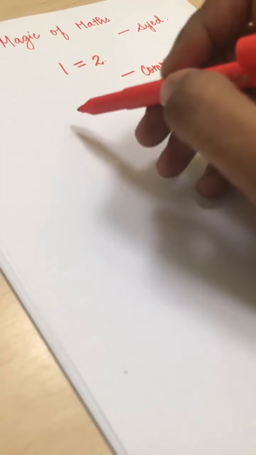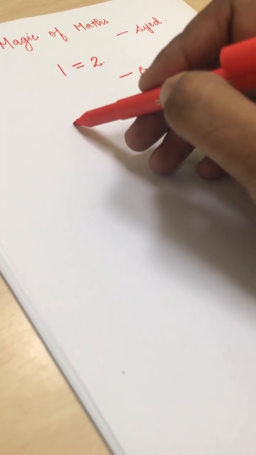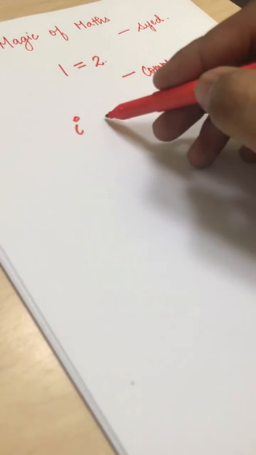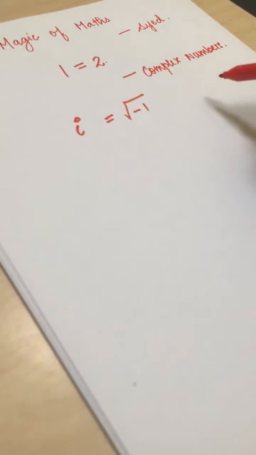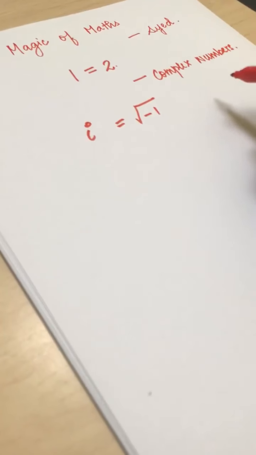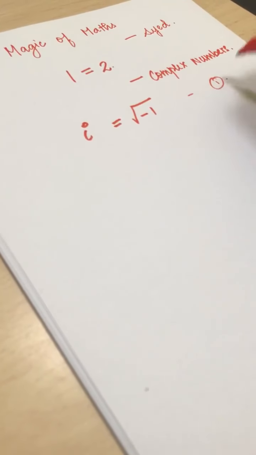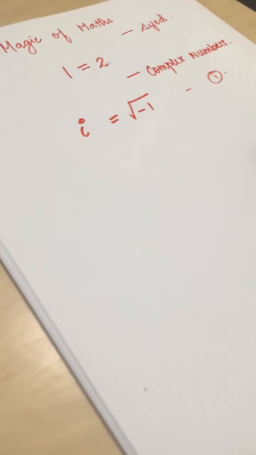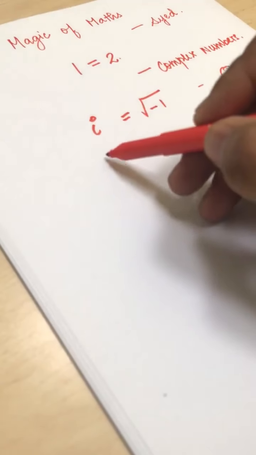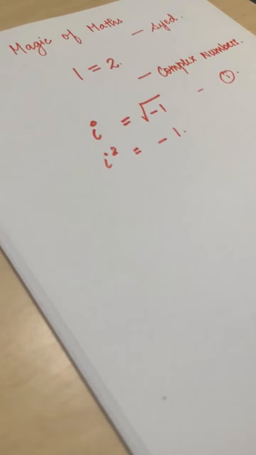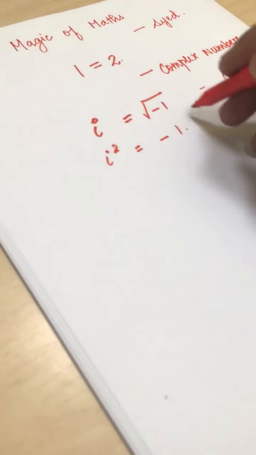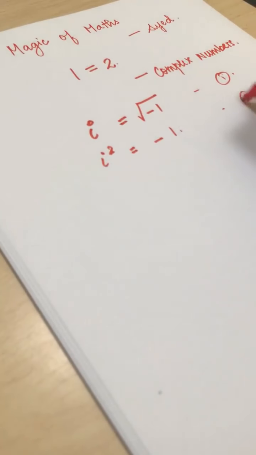So we all know that the imaginary unit is represented by the letter i. And now we know that this is nothing but the square root of minus 1. So I took this as the first step. Now moving on into my proof, I squared it, so this becomes i squared equals minus 1. So keeping this in mind, I came to the next conclusion.